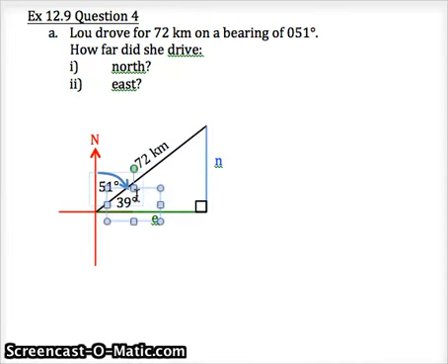So now, when you do the question, you can see that you've got your right angle drawn, you've got 39 degrees there. When you want to find north here, this distance, you can do sine. So sine 39 is n over 72, and you can solve that. And when you want to find east, this distance along here, you can do cos of 39 is e over 72, and you can solve that as well.